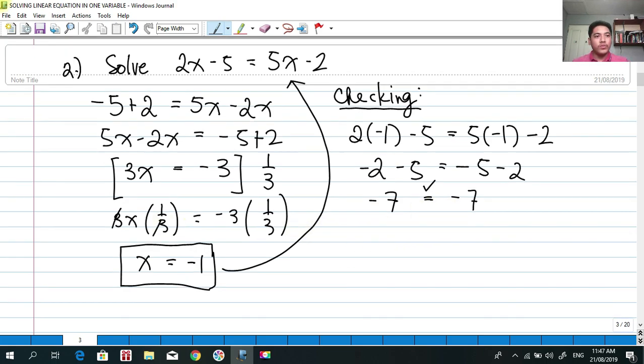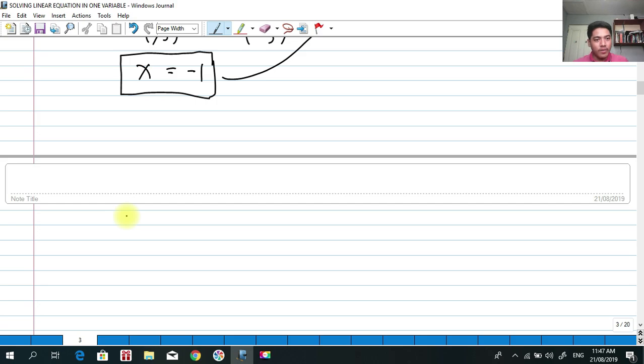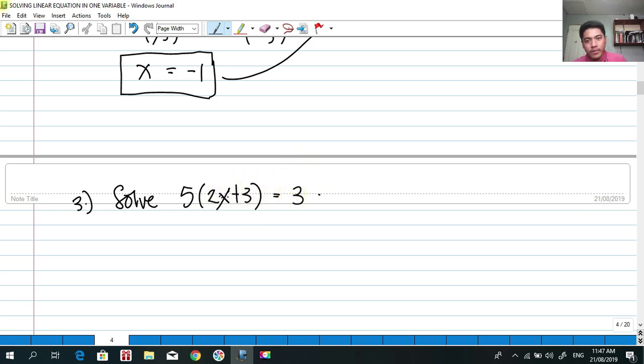So moving on to number 3, let's solve some problems still. So for number 3, we have: solve for the value of x in the linear equation 5 times the quantity 2x plus 3 is equals to 3 minus 2 multiplied by 3x minus 5.